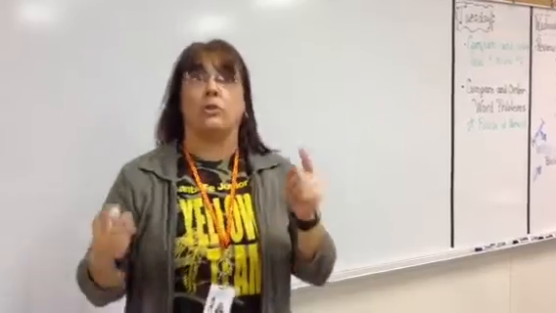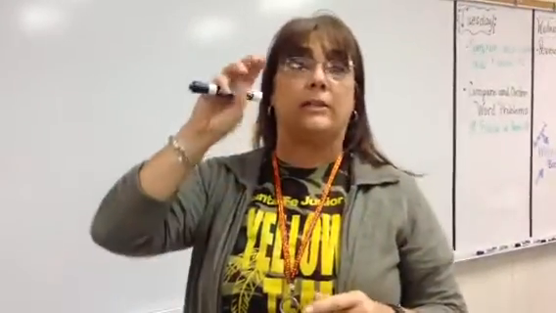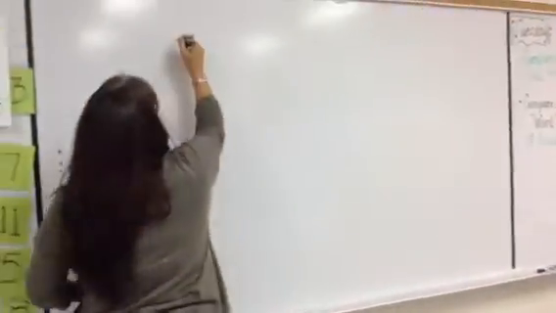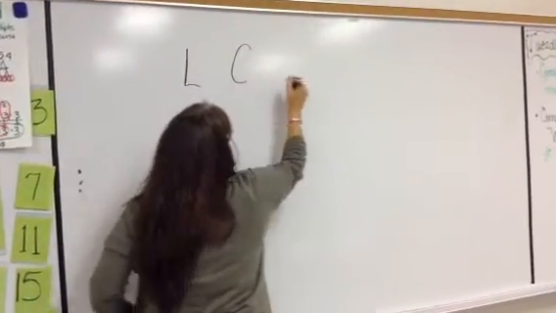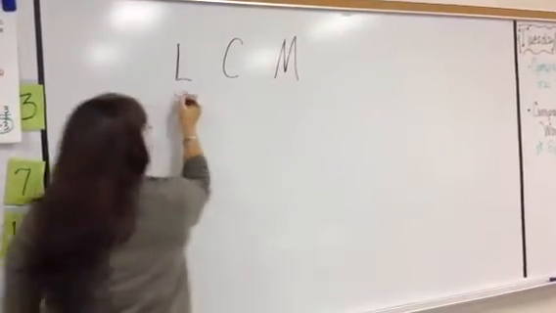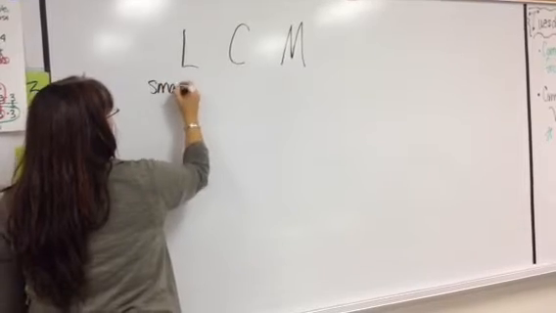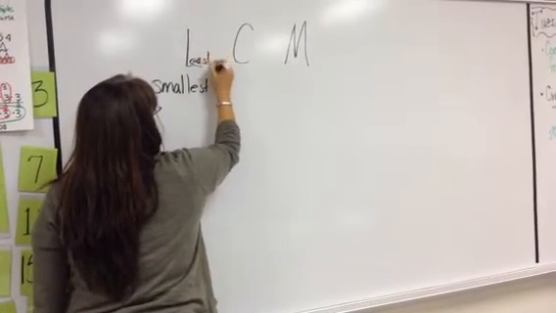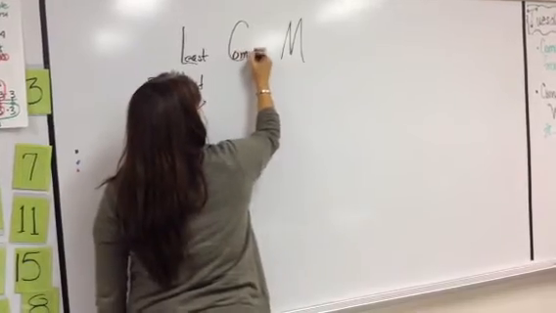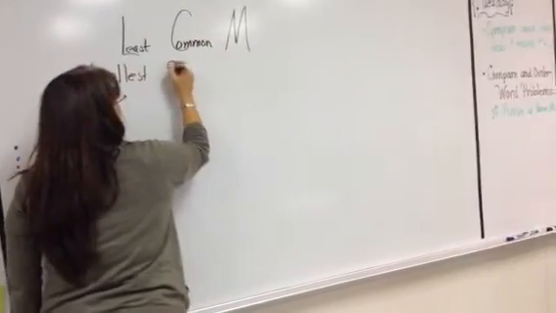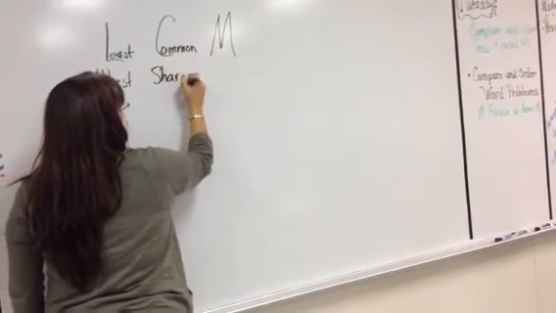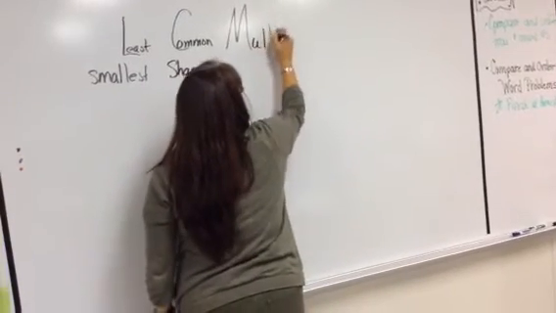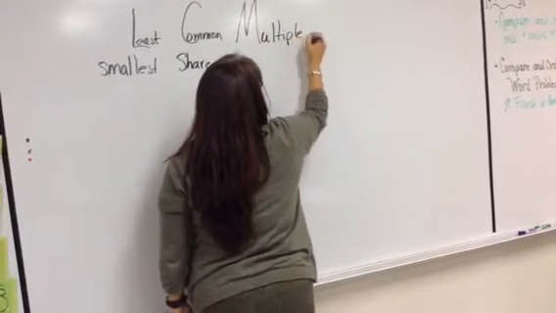So today's lesson is least common multiple. That's LCM. Least common multiple. LCM. Least is always going to mean the smallest. Least common means we share it. And multiple means that we have to multiply something together to get it.